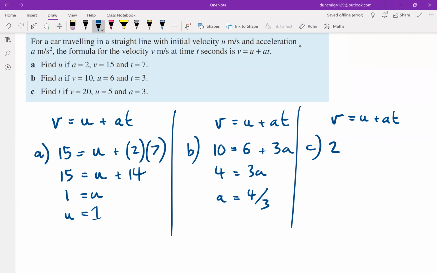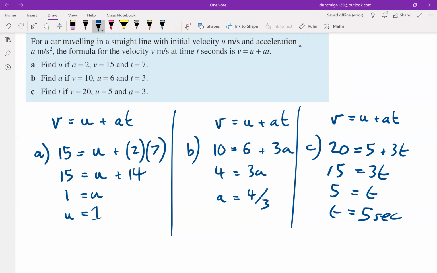So v is equal to 20, u is equal to 5, and a is equal to 3, so 20 = 5 + 3t. Take 5 from both sides. Divide both sides by 3, and we get 5 is equal to t, so that means t is equal to 5. 5 seconds there. Okay, so we still substitute in for the first step. That's what we did every time, and then we solved for the unknown.